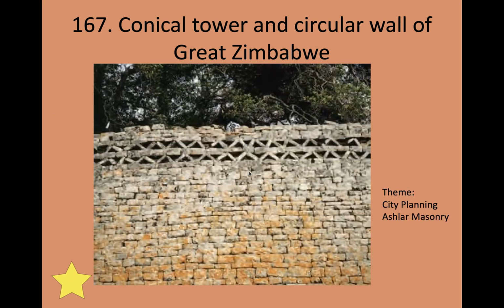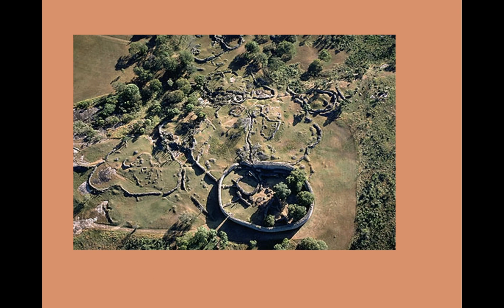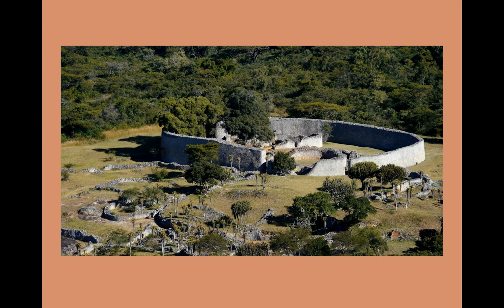I want to take a second and show you the aerial shot. So here's the curved wall, and here's the conical tower. And it's a huge complex. I think it's said to be 1,700 acres. During the time that it was populated, there were more than 18,000 people who lived here. You can see the leftovers of walls of smaller buildings and a large enclosure here. And it is a royal complex.